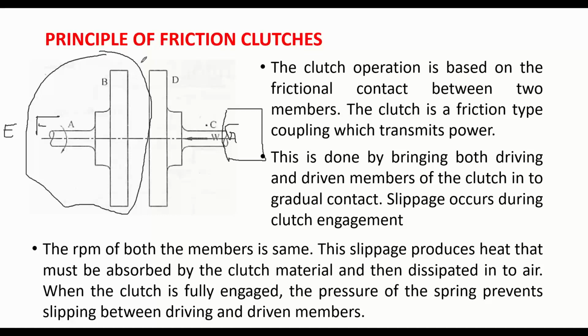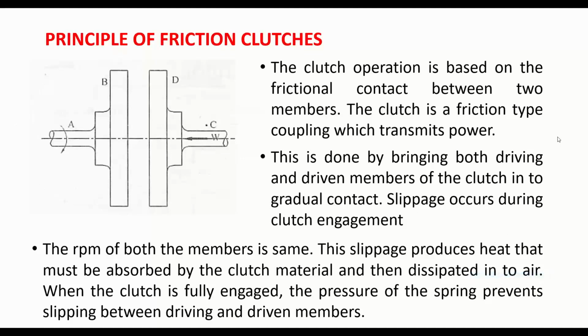Whenever you want to keep the vehicle idle or start the vehicle, this will be disengaged. Once it is started, when you apply the load, these two will come in contact. Whenever you want to shift the gear, you will press the clutch pedal so that these two get separated. You can change the gear ratio. Then whenever you release the clutch, both of them engage together. So this is the principle of operation of a clutch.